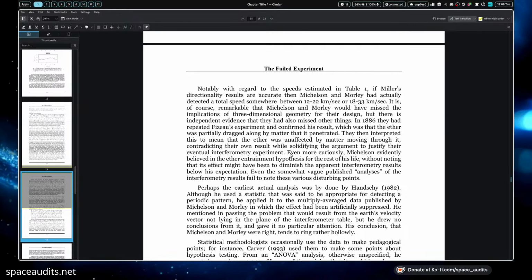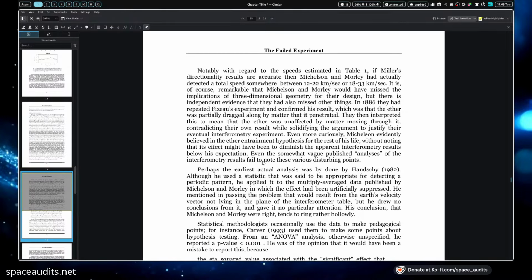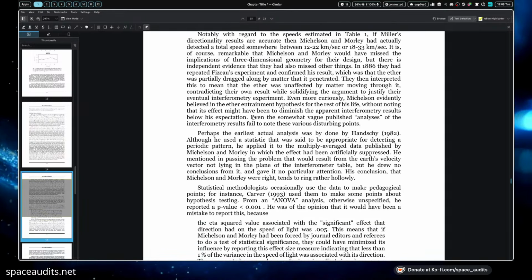So let's see here. Even more curiously, Michelson evidently believed the ether entrainment hypothesis for the rest of his life, without noting that this effect might have been diminished due to the apparent interferometry results below his expectation. So I think this is just the diehard adherence to the Copernican principle and Kepler's laws and all that, really truly trying to make it real. Because the measurements that Michelson took directly contradict their cosmological velocities, even if somewhat vague.